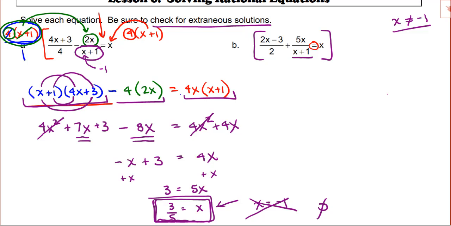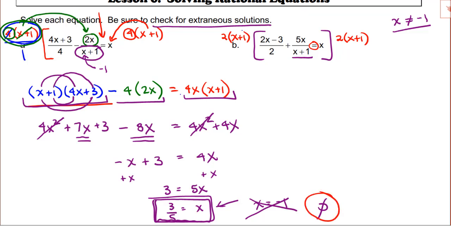So, in B, what's the common denominator that contains everything I want to get rid of? 2 and the x plus 1. Would you want to distribute that? No, because you want that. In fact, factored form is so much better. So you would put no solution? If this happened, yes. Okay, here we go with the next one.